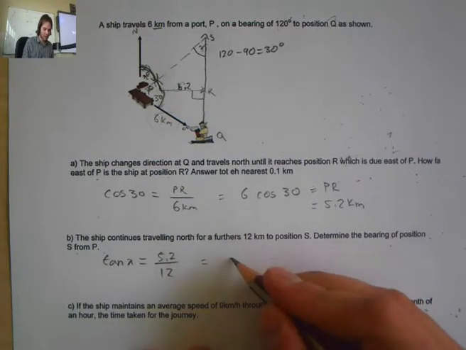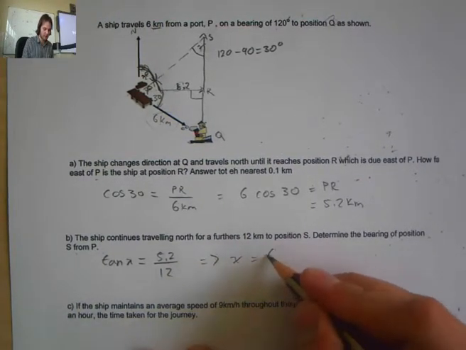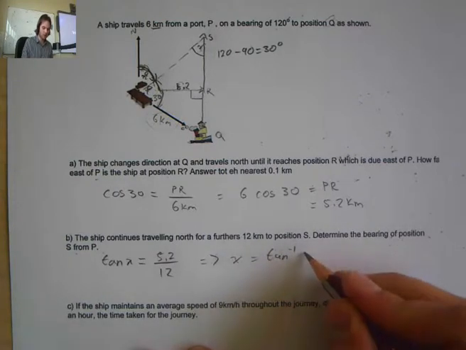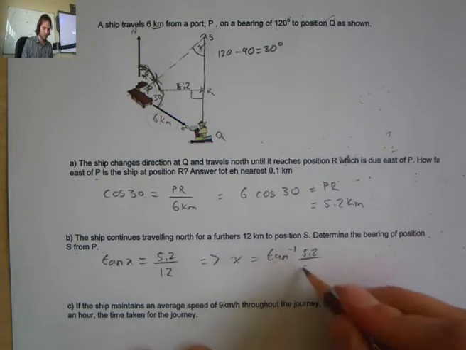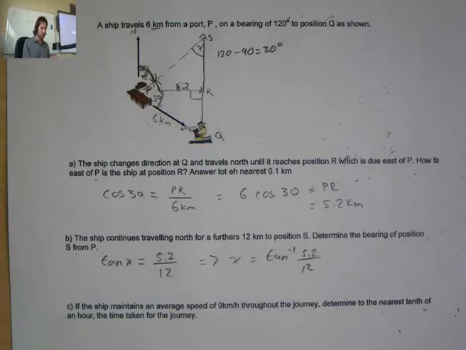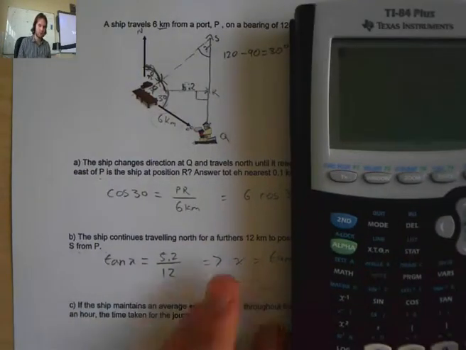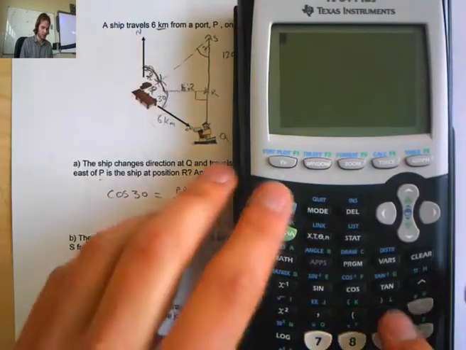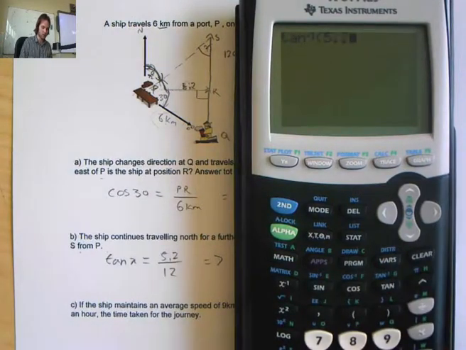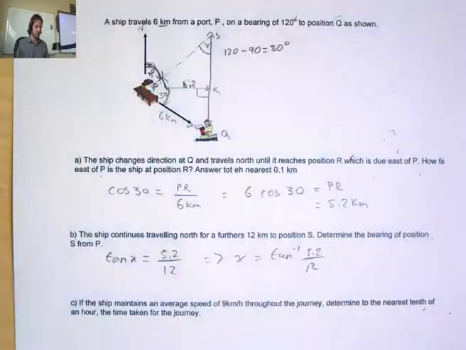So let's continue that. We're going to have x is equal to tan inverse of 5.2 all over 12. So let's put that into my calculator. There we go. We're going to go second tan, 5.2, and then we're going to divide that by 12. And I end up getting 23 degrees.